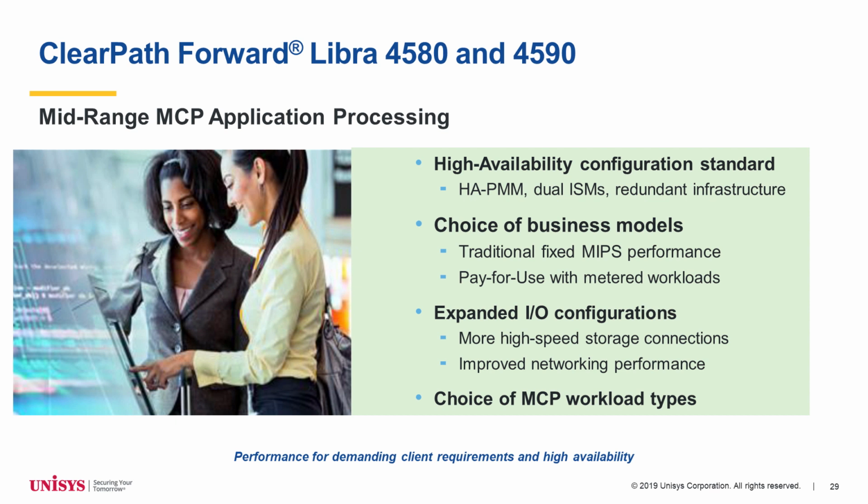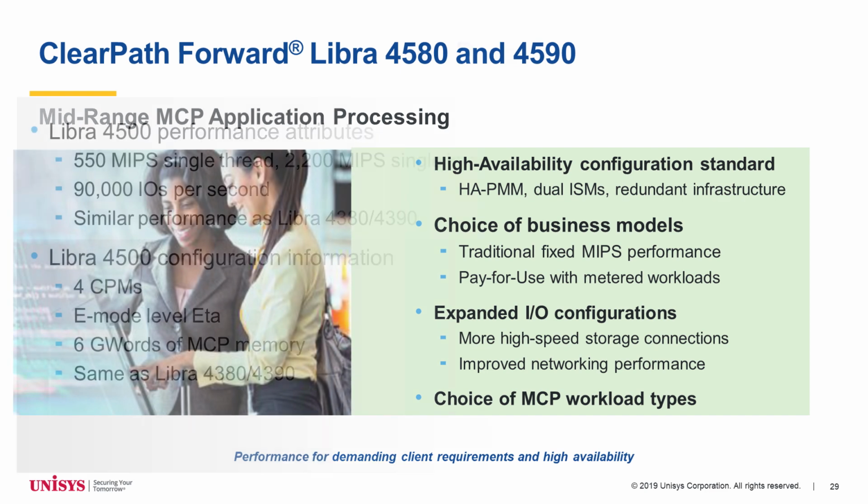The 4580 and 4590 are mid-range MCP application processing environment. We have the high availability configuration as standard. That was not the case on prior releases of the 4000. It was a choice to have HA. Now it's a standard offering for our Libra 4500s. And you have the choice of the business model. So you have the traditional fixed MIPS, or you can have the pay for use of metered MIPS. Its expanded I/O configurations have more high-speed storage connections with improved networking performance. And you have, again, your choice of MCP workload types.